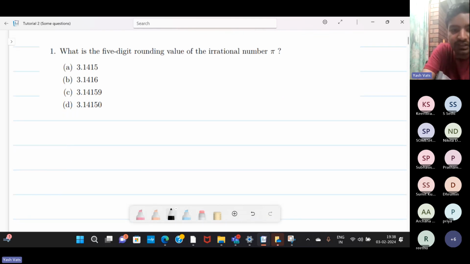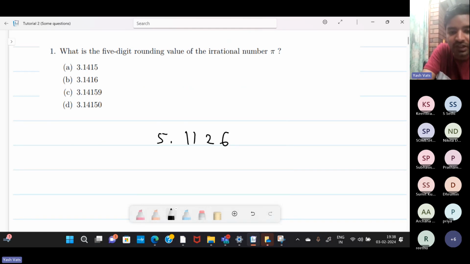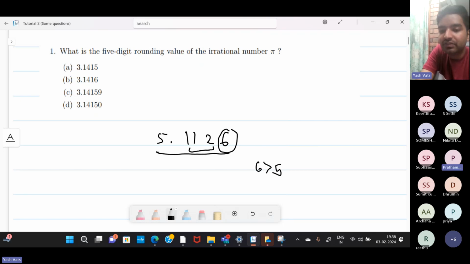So if you have a number like 5.1126, and I have to do 3-digit rounding, then how will I do it? Because you need to capture at least till 3 digits. Since 6 is greater than 5, it will increase 2 by 1. So after 3-digit rounding, what is the number? It will be 5.113.